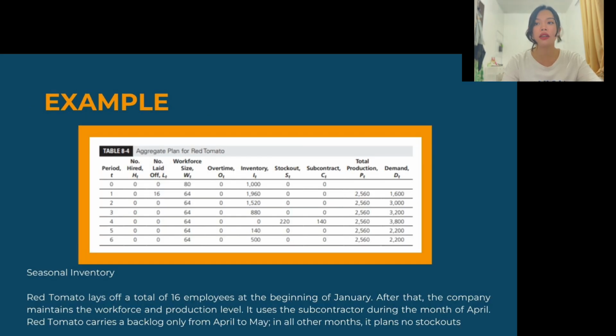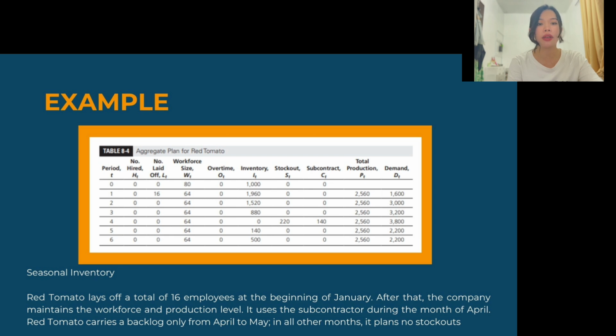So for example number one, we have here table 8.4. Red Tomato lays off a total of 16 employees at the beginning of January. After that, the company maintains the workforce and production level. It uses a subcontractor during the month of April. You can see here the 140 value. And Red Tomato carries a backlog only from April to May. In all other months, it plans no stockouts. In fact, it also carries inventory in all periods, and we describe it as seasonal inventory because it is carried in anticipation of a future increase in demand. So this table basically describes that Red Tomato was able to anticipate the future demand.